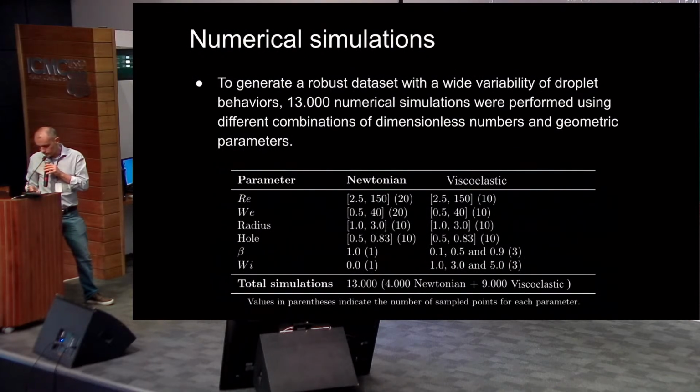Okay. Of course, we needed to simulate a lot of cases just to test the accuracy of this methodology. And then we change the parameters, like the Reynolds and the Weber number. Now we have the influence of the surface tension. We have the influence of the radius of the droplet and the hole, and also the viscoelastic properties, beta and Weissenberg. For this case, we are just simulating or considering the Oldroyd-B model. And after some attempts, we have more than 10,000 cases to include in this analysis.